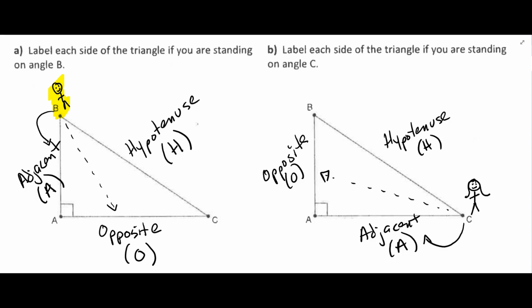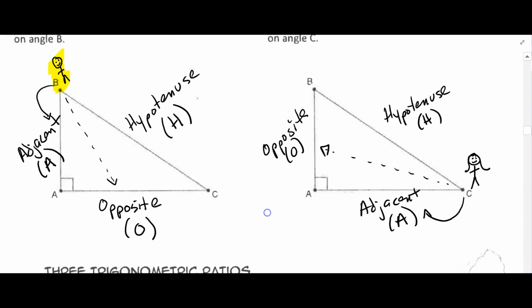Go ahead and compare your solution to my solution here. Notice the hypotenuse didn't change. But now, if our stick girl is standing over here at C, all the way across the triangle is the opposite side, and then the side that she's next to that's not the hypotenuse is going to be the adjacent side. All right, so again, very important to be able to recognize opposite, adjacent, hypotenuse.